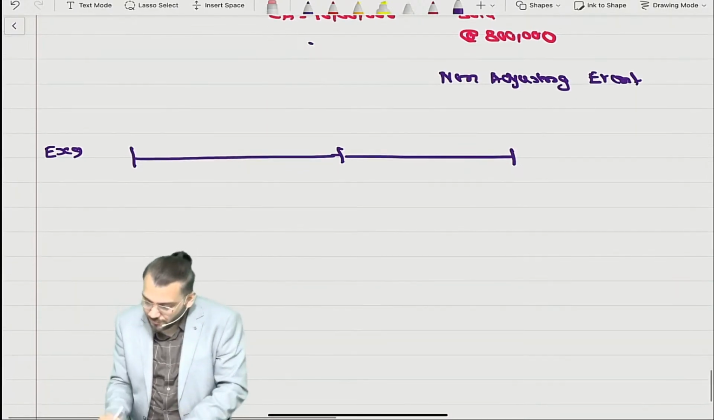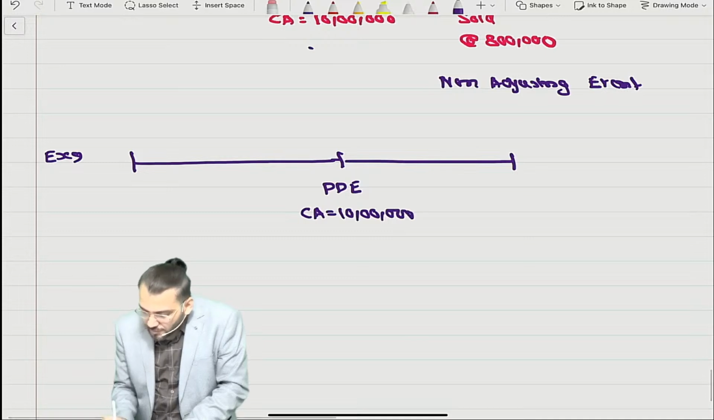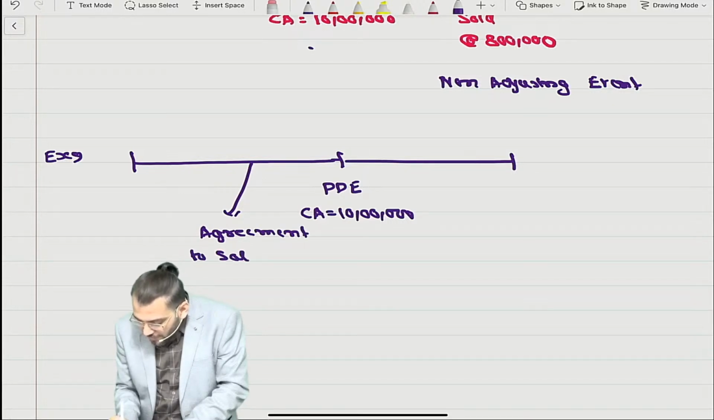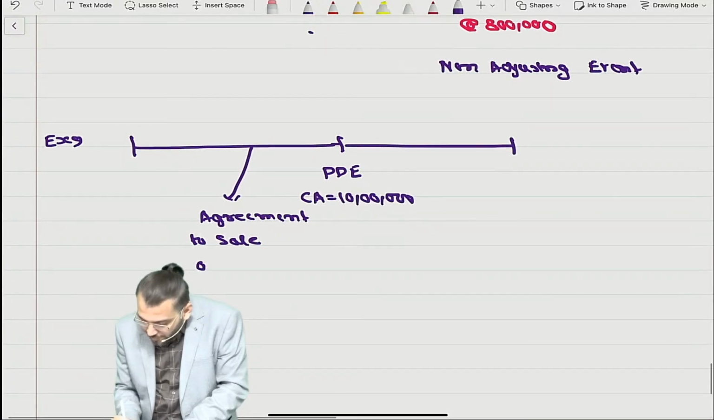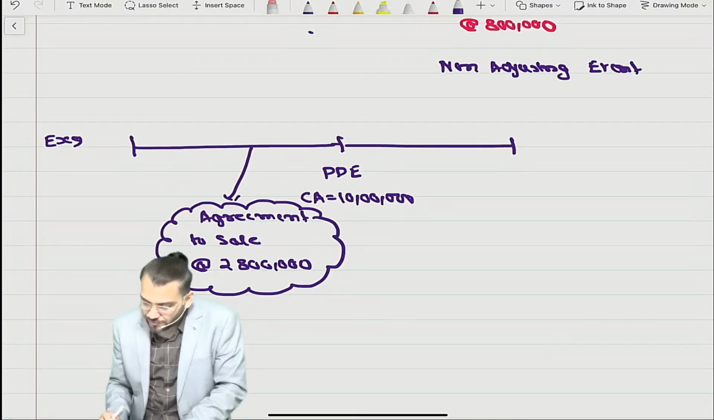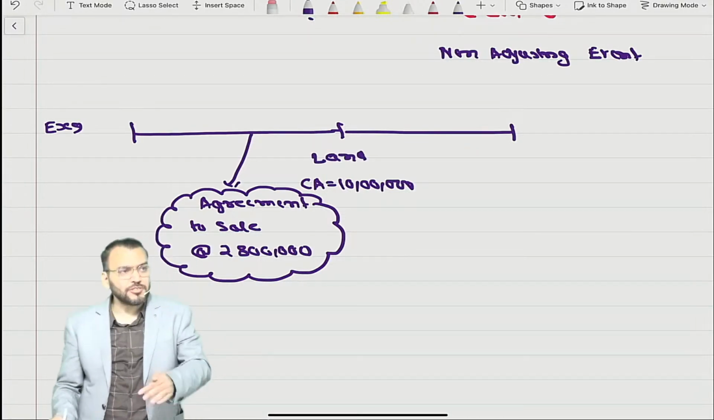And when I do this question, you will understand, yes, this type of question they used to ask in exam. There is a property, plant and equipment whose carrying amount is 10 lakh. Suppose one agreement to sell at rupees 8 lakh was entered into on or before 31st March. Let me say this, suppose this is a land. Understood? Land, the carrying amount was 10 lakh and there was an agreement to sell before 31st March.